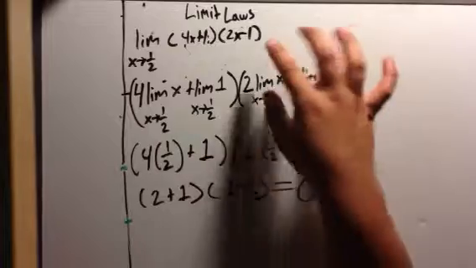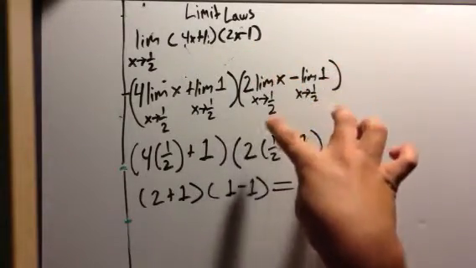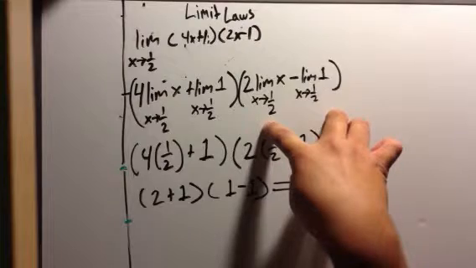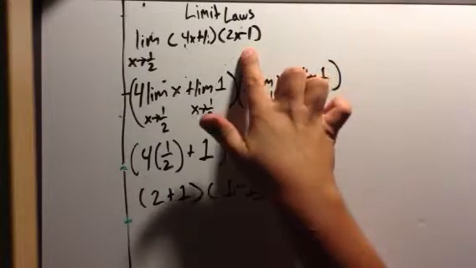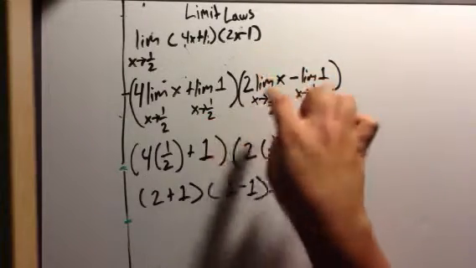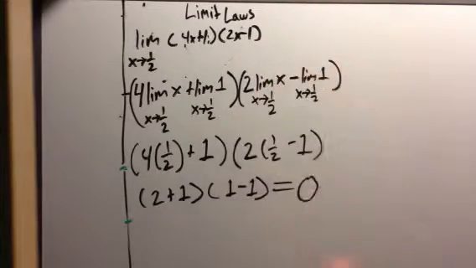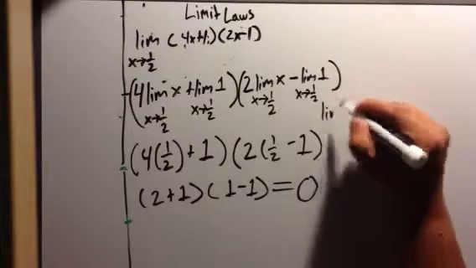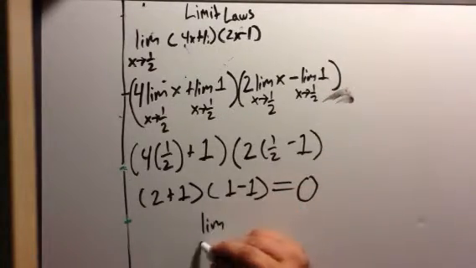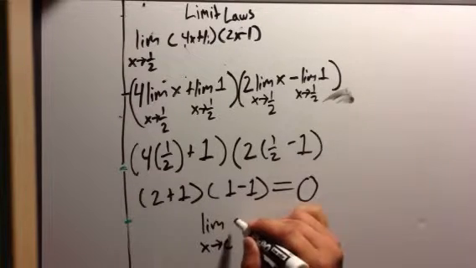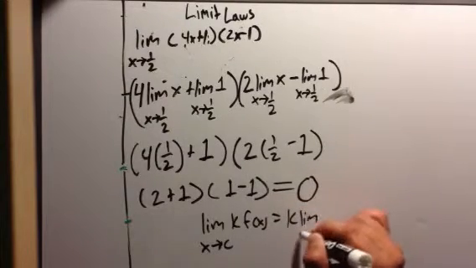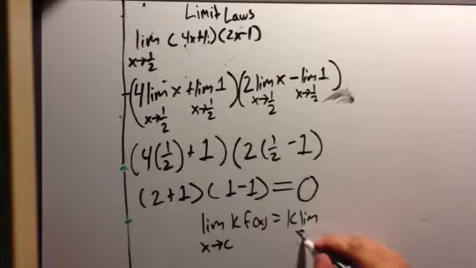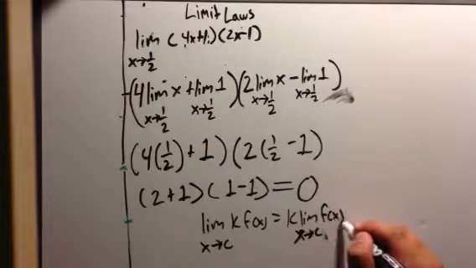And then you just do the same thing here. You have two functions being subtracted. You evaluate them using the limit. But you still have that 2 there, so you just bring it out front. And the reason you don't bring the 1 out in front, like you did the 2, is because it's just a constant 1. And that's what that law says. The limit as x goes to some number c of k times f of x is equal to k times the limit as x goes to c of f of x.